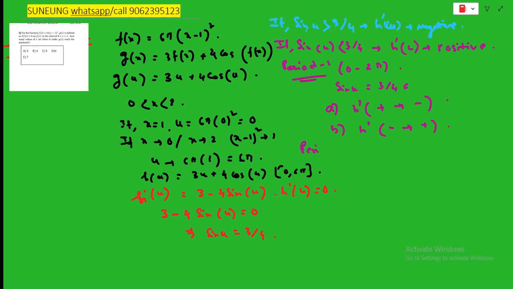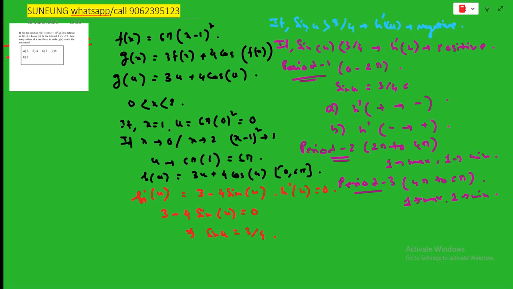Now period 2. Period 2 is what? 2π to 4π. Same deal here. 1 max and 1 minimum. Right? And let's come to period 3 now. So this is 4π to 6π. Here also the same deal. 1 max and 1 minimum. Okay. So for the variable u, we have 3 values that make g(u) reach our local minimum.